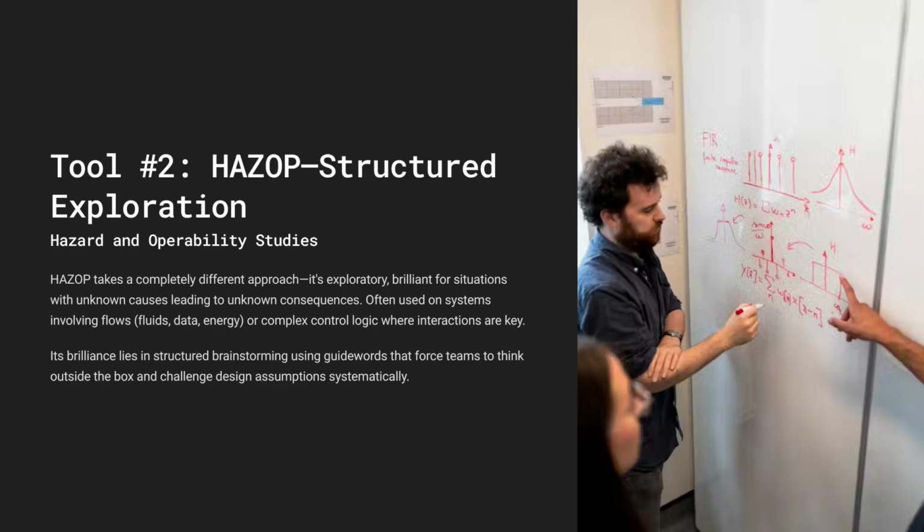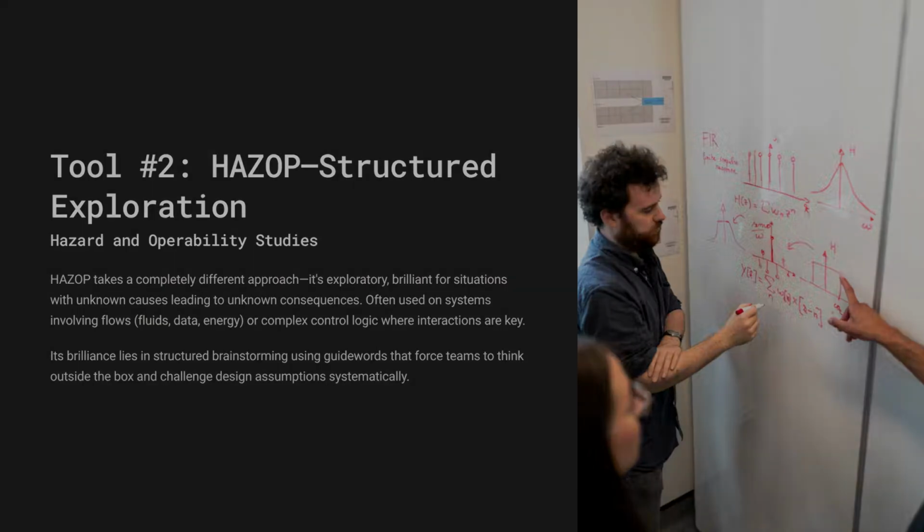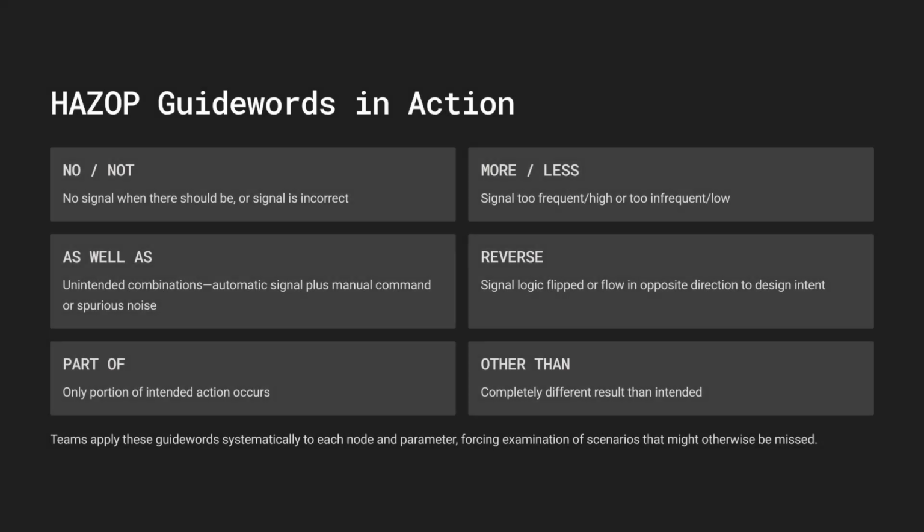Okay, the team first breaks the system down into logical nodes. Think of a node as a point where something is transferred or controlled, a pipe junction, a data bus, a control valve. Then, at each node, for each design parameter like flow, pressure, temperature, data value, they apply a set of standard guide words to challenge the design intent. What are some key guide words? Things like no or not, more, less, as well as, part of, reverse, other than.